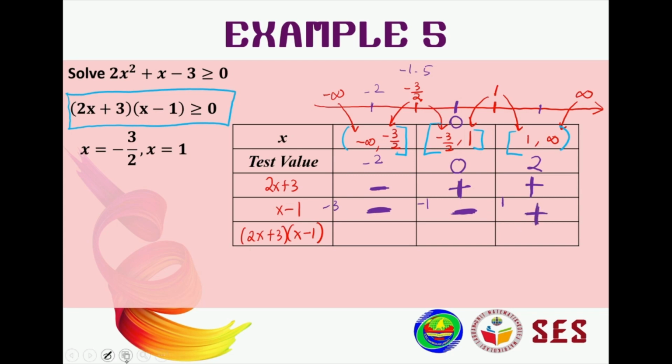Okay, so multiply these two signs. Multiply negative and negative, we'll get a positive. Multiply positive and negative, we'll get a negative. Multiply positive and positive, we'll get a positive. Very good. So within these 1, 2, 3 intervals, which intervals is our answer?